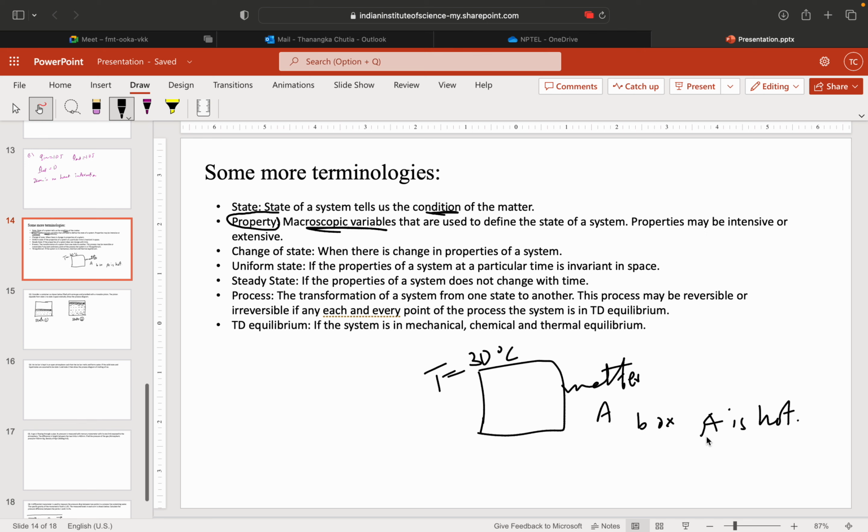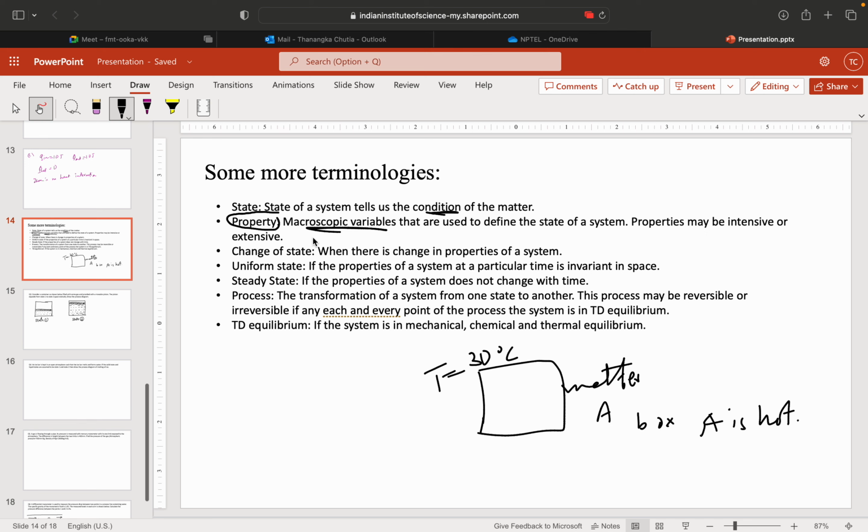Okay, but this box may be hot for someone, may be cold for someone. So that is the difference between state and property. Property gives you the quantitative or the exact analysis; it can quantify what type of thing it can be. Okay, now one more thing: what do you mean by macroscopic variables?